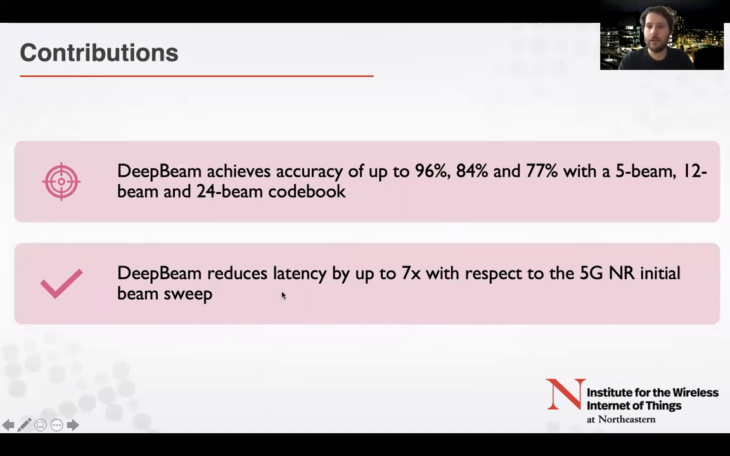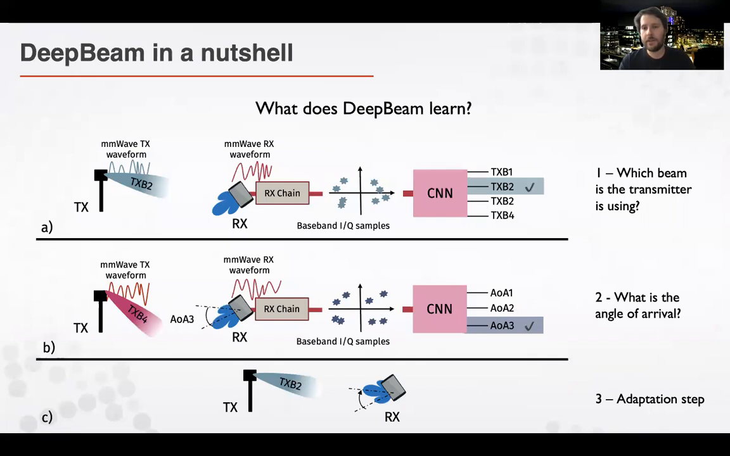And the usage of DeepBeam allows to reduce the latency as high as 7 times with respect to the 5G NR initial beam sweep with a typical configuration, for example, with 12 beams. And we performed this analysis considering an FPGA implementation of the DeepBeam neural networks to have a fair comparison between the different systems. So let's take a look at what DeepBeam is in a nutshell.